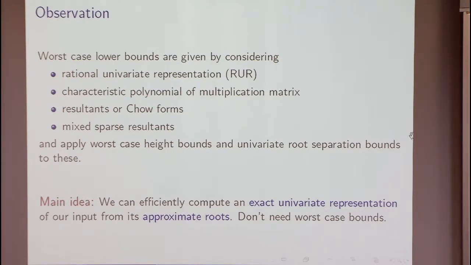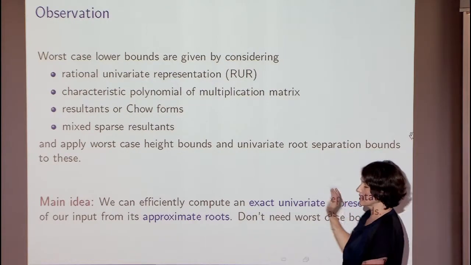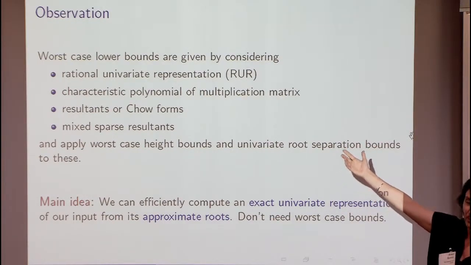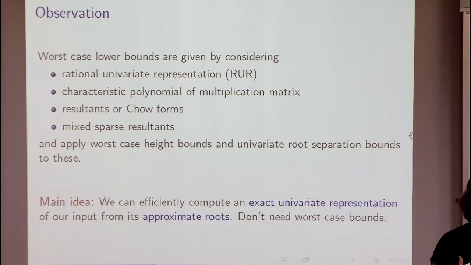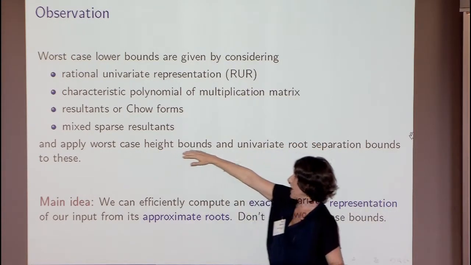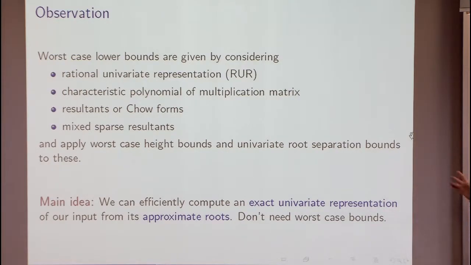So what I found, and I may be not completely right about it, is that most of them reduce the problem to the univariate case, either by considering rational univariate representation or other kinds of rational representations, which are all really computable objects. These papers use computable objects, and then they use worst case height bounds and univariate root separation bounds to give the worst case lower bound. So the main idea of this work is, why don't we compute those objects for our system instead of using these very pessimistic lower bounds? So that's the main idea.